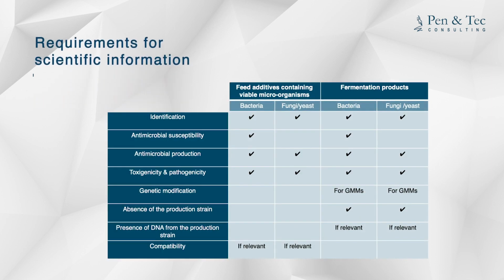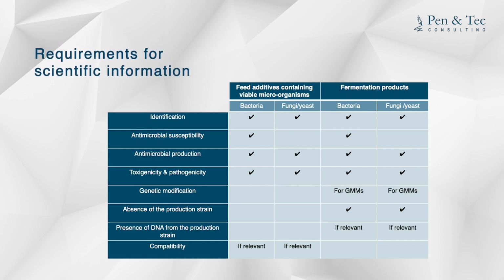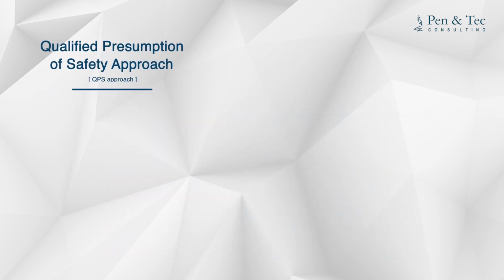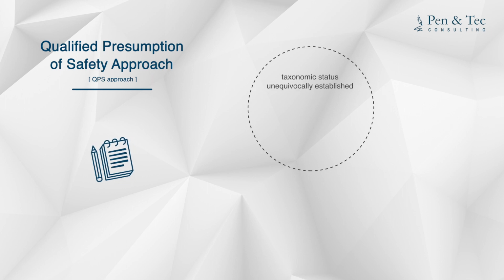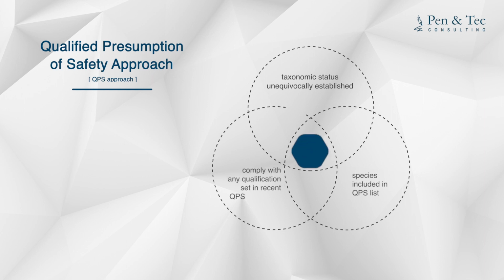Certain requirements for specific scientific information need to be fulfilled. These requirements differ per type of microbial feed additive and per type of microorganism. A specific approach to assess the safety of microorganisms is the Qualified Presumption of Safety approach, or the QPS approach. A microorganism is suitable to be evaluated via the QPS approach if its taxonomic status is unequivocally established and the species is included in the QPS list. Additionally, the microorganism must comply with any qualifications set out in the most recent QPS list.